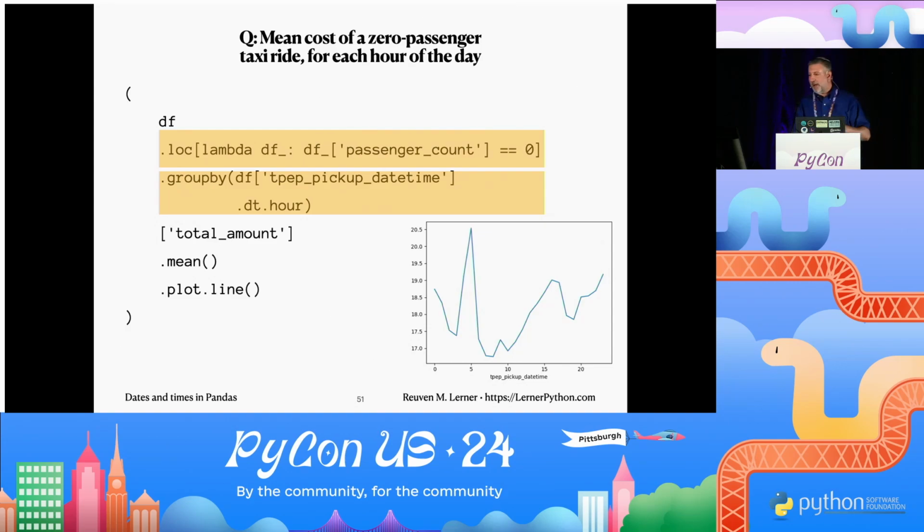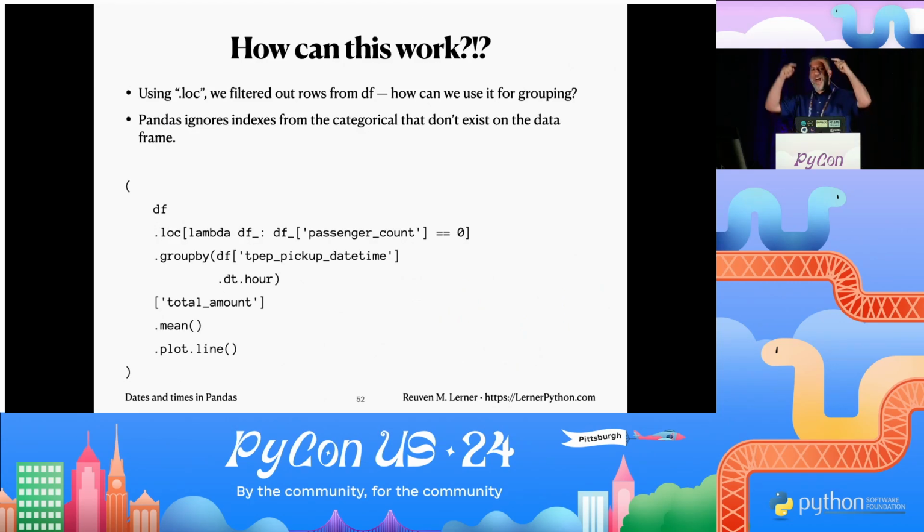But do you see the problem here? Do you see the weirdness here? How can this work? Using loc in that first line, I filtered out all the rows, or any of the rows that were not 0 passengers. But then I did the grouping on something based on df. But we're not working on df anymore. We're working on a subset of df. That's okay. Pandas actually is willing to ignore the indexes that are not in the data frame on which we're running the group by, which makes it really convenient to use method chaining in this sort of way.